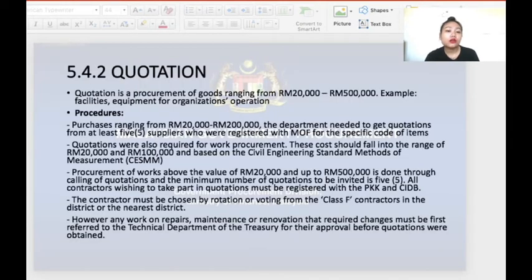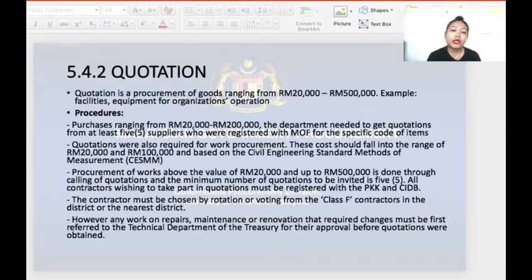Okay. Quotation is a procurement of goods ranging from 20,000 ringgit to 500,000 ringgit. If the first one, the direct purchase, involves an amount of less than 50,000 ringgit or exactly 50,000, this one is from 20,000 ringgit to 500,000 ringgit. For example, it is for facilities and equipment for organizations' operation.